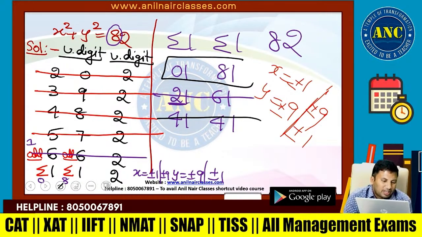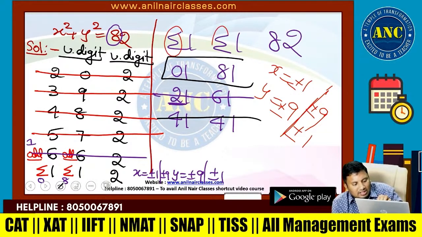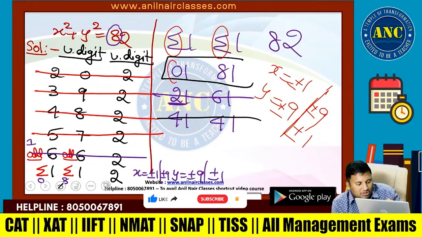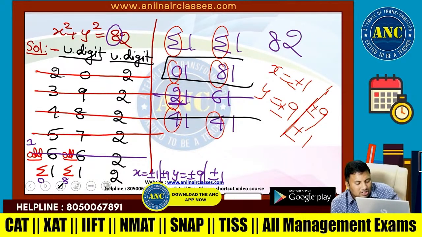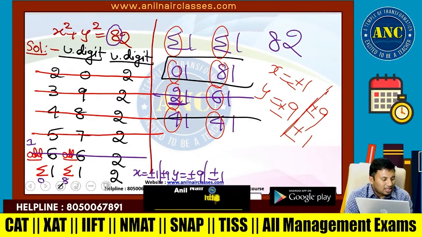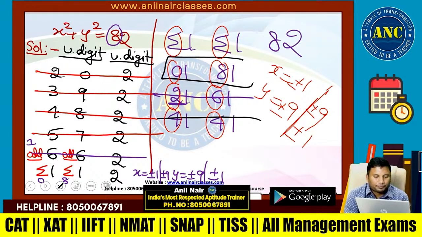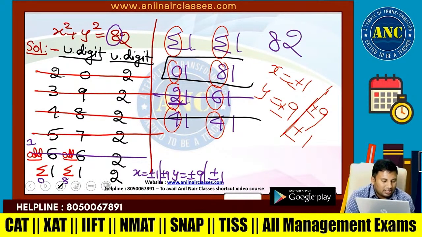x square plus y square is equivalent to 82. Right? Now this is an even number. If I keep 0, 0, 1 plus something is 82. Because it is an even number, I kept all the even digits 0, 2, 4, 6, 8 such that the sum is 82.